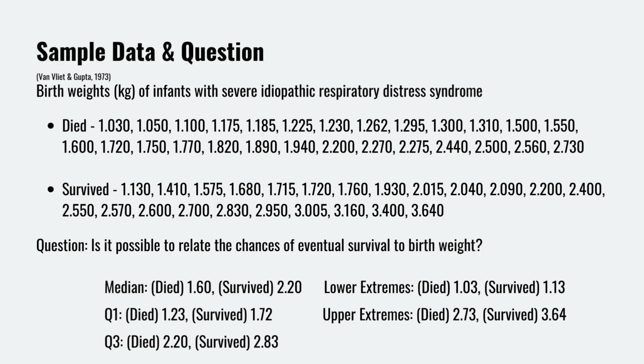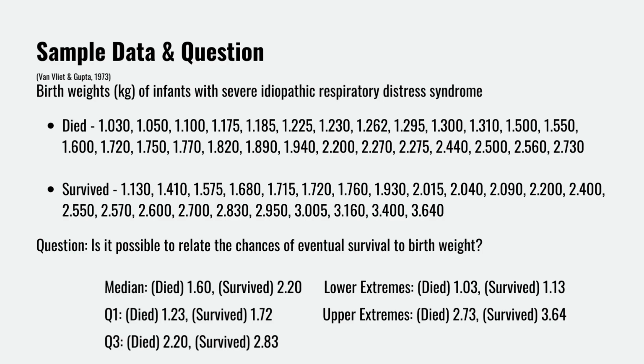Now, how exactly do we find the extremes and the whiskers of the box plot? For these, we have to look at the lowest and highest point of our data points. Let's go back to our data sets. Right here, in the data set of the infants that died, we can see that the lowest value is 1.030 and the highest value is 2.730. Therefore, we must extend the whiskers to both of these ends, connecting them to the box. The same goes with the dataset of the infants that survived. The lowest is 1.130 and the highest is 3.640.